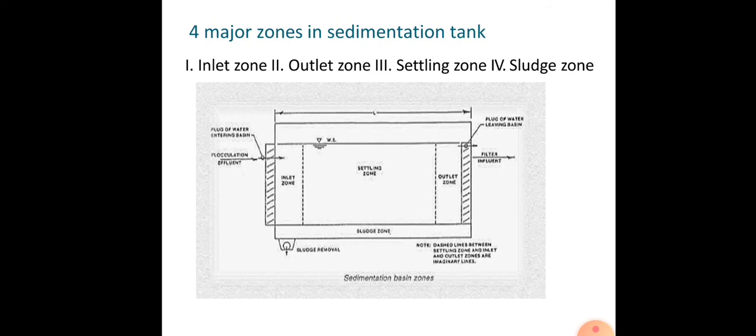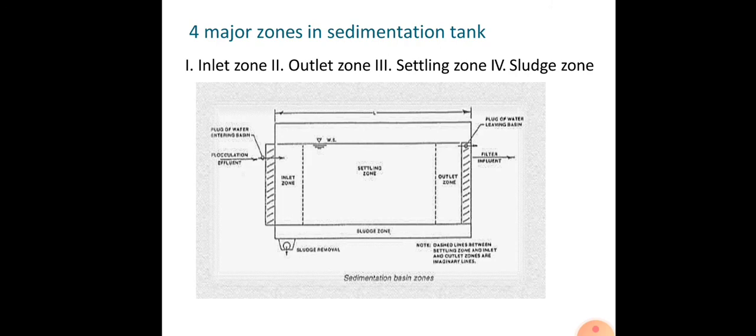So what is an inlet zone? Inlet zone is actually the incoming flow. There is water that flows into the tank. We assume that it is distributed uniformly over the cross section of the tank. So in the case of a rectangular tank, we assume that as the water flows into the tank, it is distributed uniformly throughout the cross section, in such a manner that the flow through the settling zone will be in the form of a horizontal path. So the water will move in a horizontal path of motion.